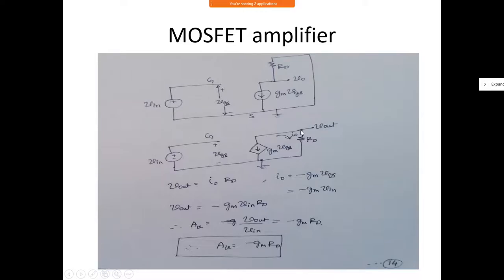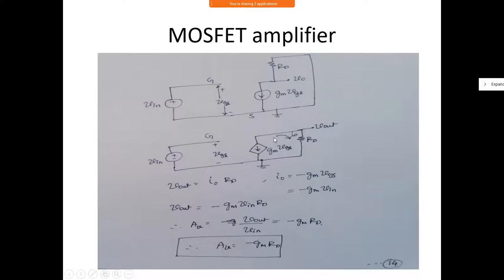So if some current I0 flows into RD, is it not V0? That's what I have written here. V0, the output voltage, is now given by I0 into RD, assuming a current going in top to bottom through this RD. This is a small signal output voltage, which is nothing but the product of the small signal output current multiplied by RD. So there is a current going in this direction, and you assumed a current going in the opposite direction. Are they exactly opposite to each other, this I0 and this one?